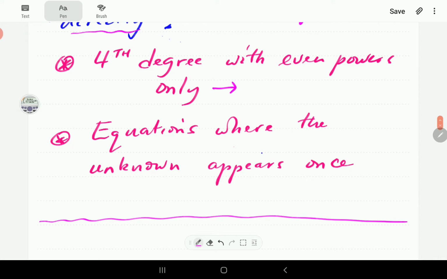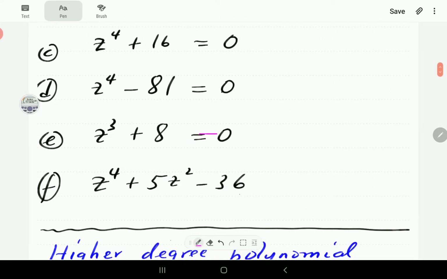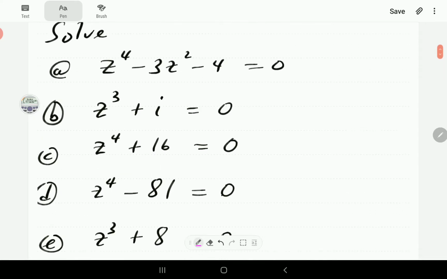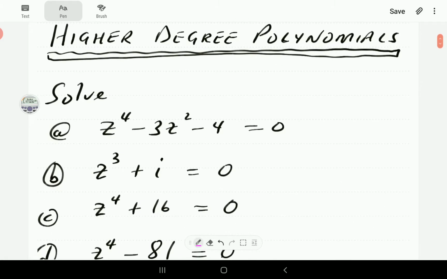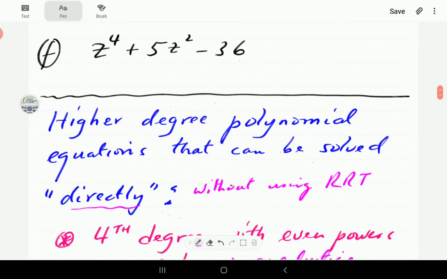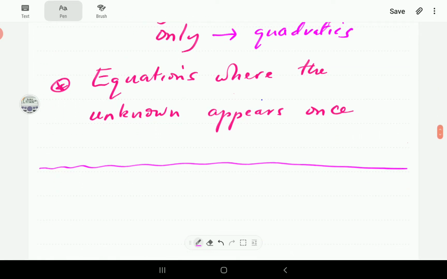Actually, these ones we solve like quadratics. We're going to demonstrate how this works out. And then equations where only one term involves the unknown. For instance, this is a cubic, but there's only one z term. This is fourth degree, there's only one z term. So those equations, we can find the solutions directly. So let's get on with the first example.